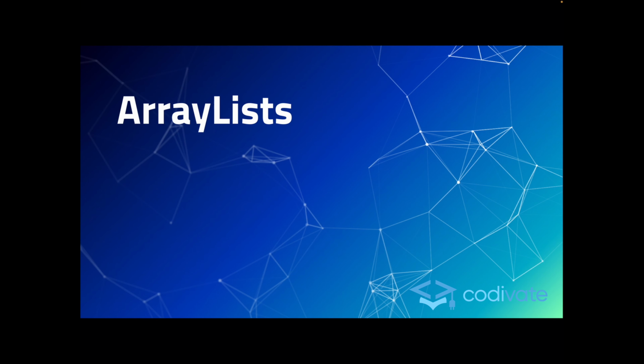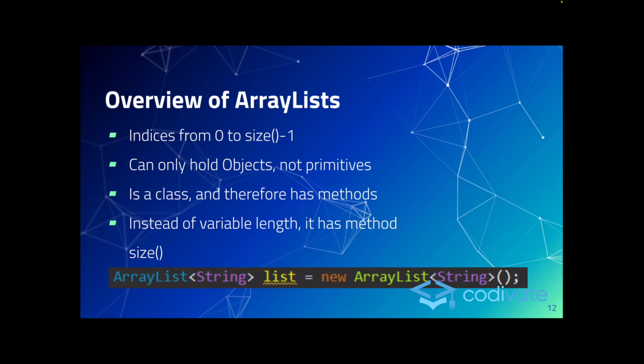Now let's talk about array lists. Array lists are very similar to arrays. They have indices going from 0 to 1 less than their size. There is a difference between array lists and arrays though, and this is that array lists are a class whereas arrays are not a class. In addition, array lists can change size whereas arrays cannot change size. Also, array lists can only hold objects and they cannot hold primitive types, whereas arrays can hold both.